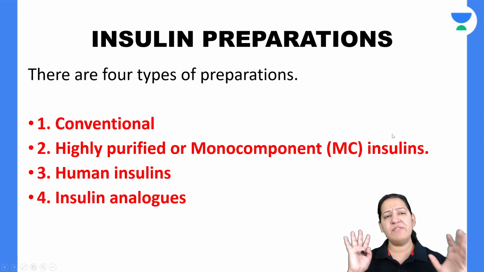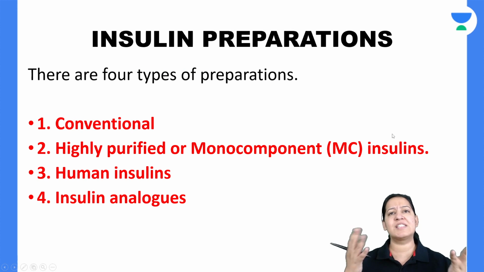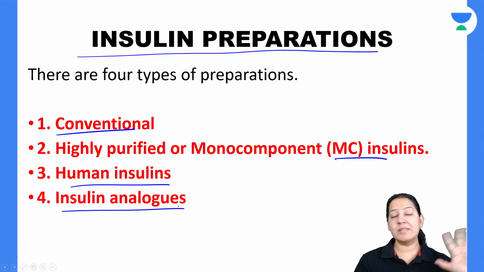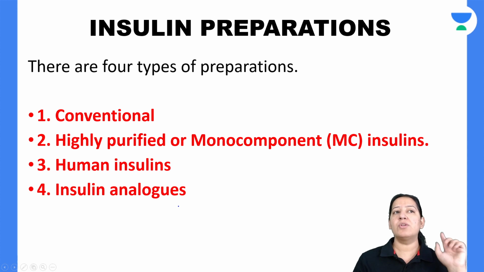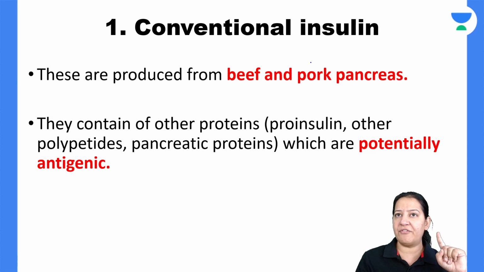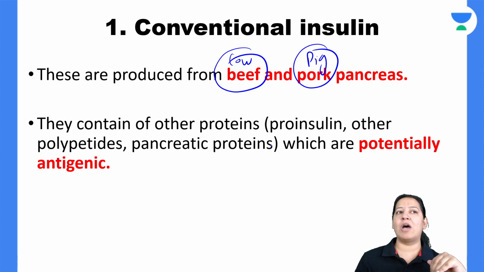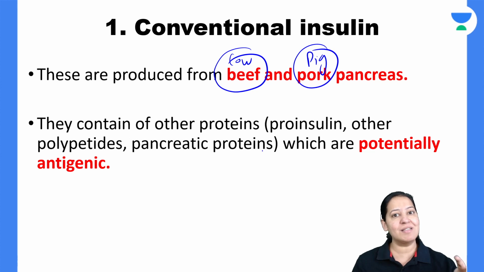In the last lecture, we have already covered the classification of various types of artificial insulin preparations available in the market. So we have conventional insulin, we have monocomponent insulin, we have human insulin, and we have various insulin analogues. So what is the difference between them? Quickly we will see. Conventional insulin is prepared either from pig, that is pork, or from cow or buffalo, that is beef. So we take their pancreas out. From their pancreas, we extract the beta cell, and from the beta cell, we extract the insulin.